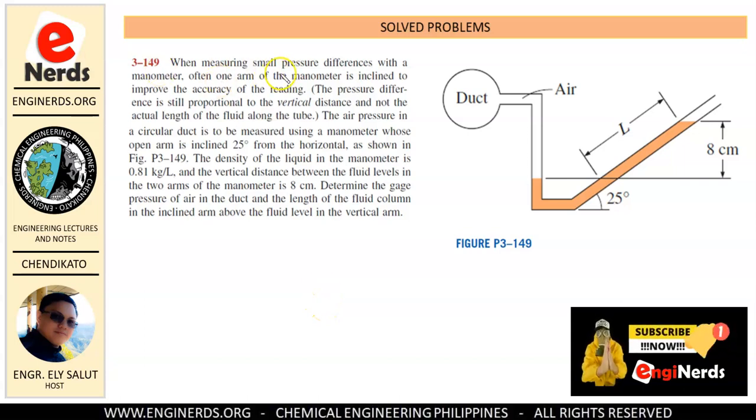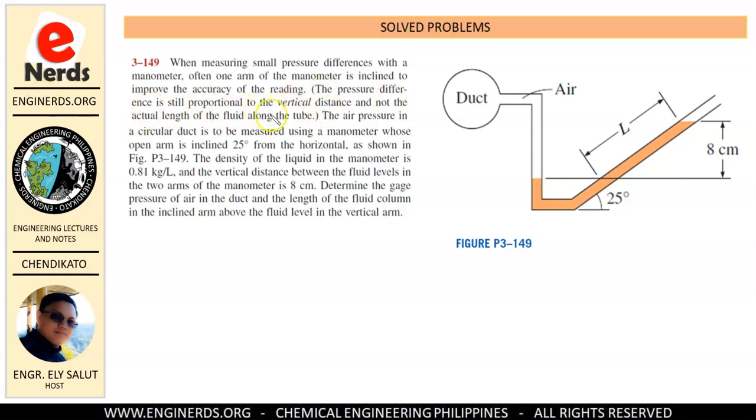When measuring small pressure differences with a manometer, often one arm of the manometer is inclined to improve the accuracy of the reading. So this is basically the reason why we are using an inclined manometer, for better accuracy ng ating mga reading. The pressure difference is still proportional to the vertical distance and not the actual length of the fluid along the tube. So on this problem, this is what we want to emphasize here. The pressure difference is proportional to the vertical distance.